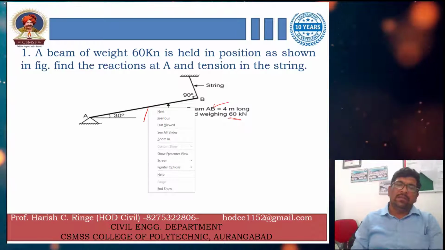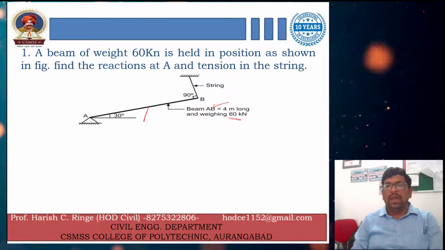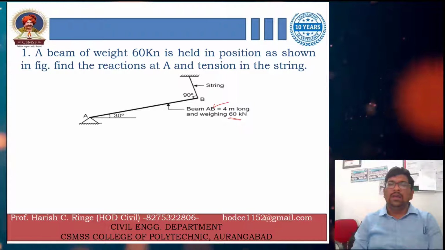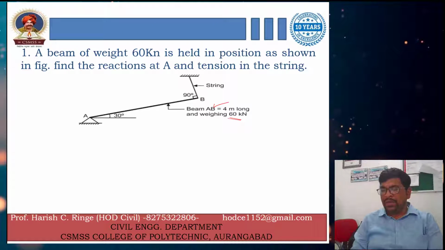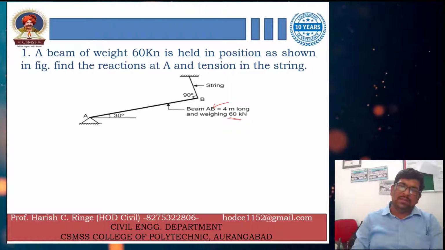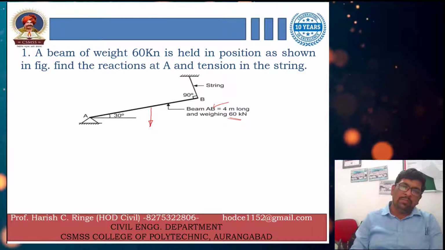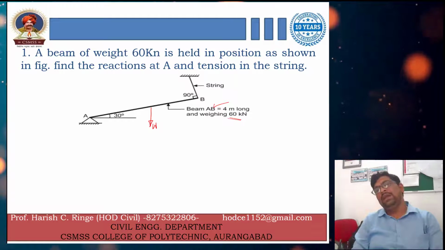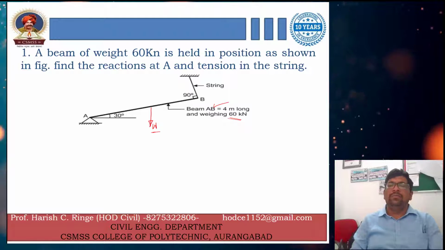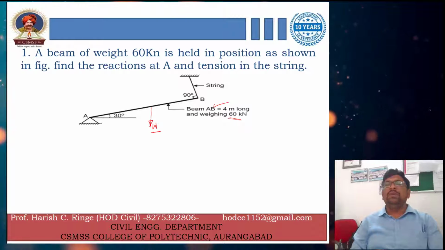Obviously, to solve the problem we have to create one diagram, that is a free body diagram. I will explain over here, and in the next slide we can see how to prepare the free body diagram. Simply this will be the W, which is vertically downward, because the weight of any body acts downward due to the gravitational force.